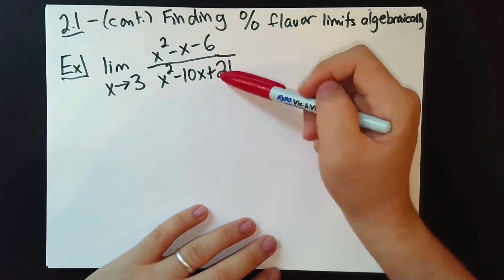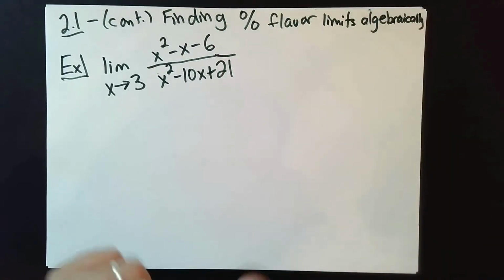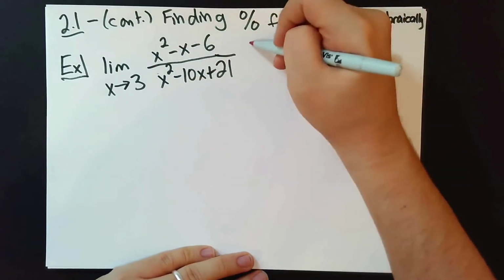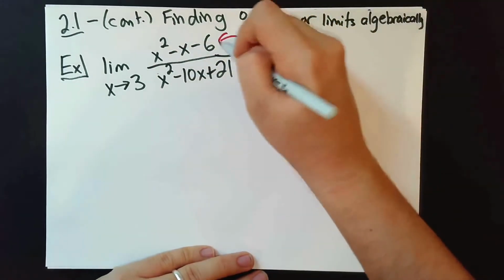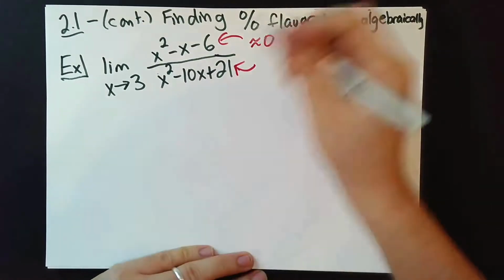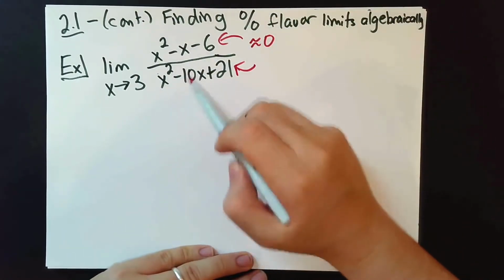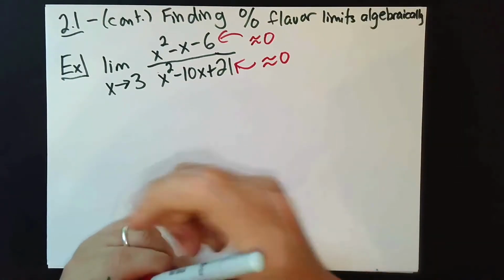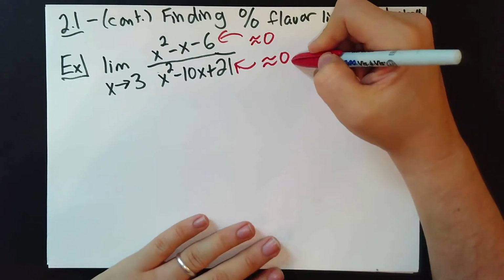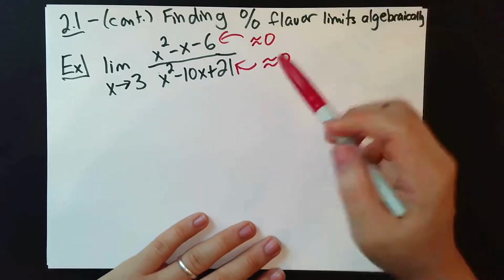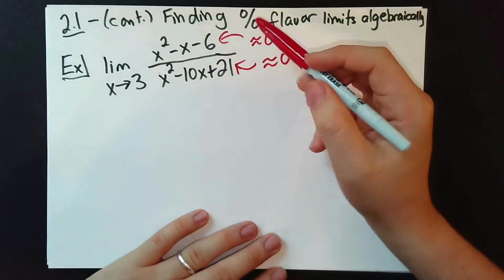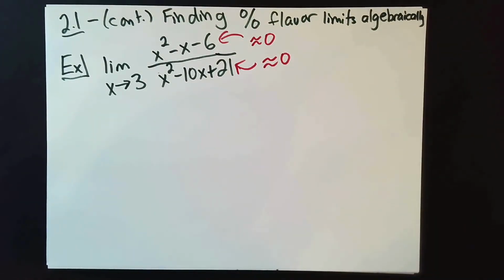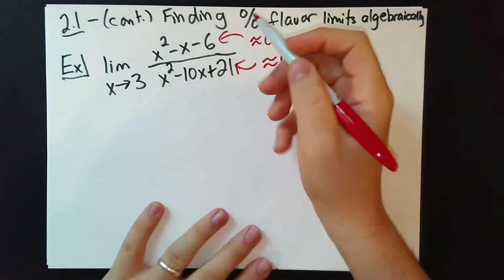We've got some quadratic over some other quadratic, and when we plug in 3, we get 3 squared minus 3 minus 6, which is, lo and behold, 0. And you'll get 3 squared minus 30 plus 21. That's approximately 0. Okay. And so we end up in the 0 over 0 flavor, which is maybe not surprising given it was literally in the title. And once we have the 0 over 0 flavor, what is it we have to do? We have to try and do some algebra to clear that up.